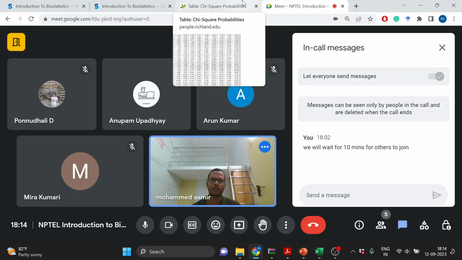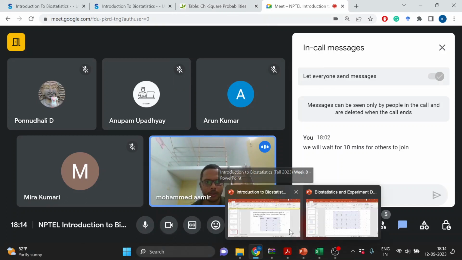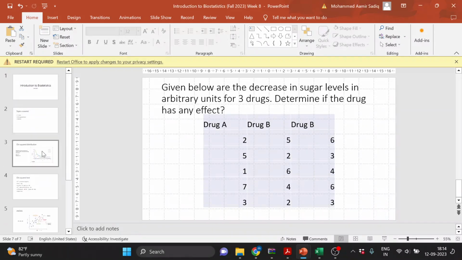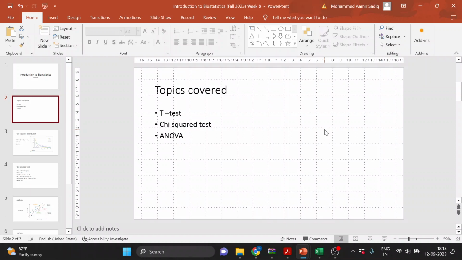Okay, so we'll start with just giving a broad overview of what you did in the previous week. You covered mainly three topics: t-test, chi-square test, and ANOVA. So we have already done the t-test in some tutorial, where we are doing hypothesis testing for two groups. We did a two independent sample t-test there. Then this week you covered chi-square test and ANOVA.